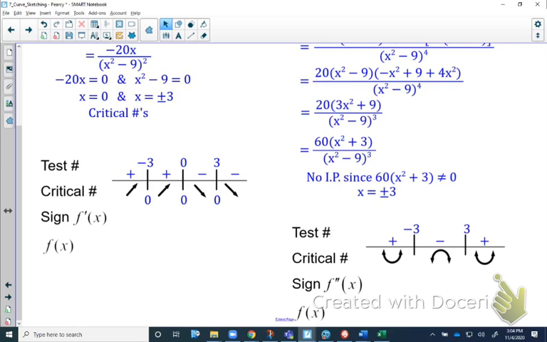So I'm going to do another candidates test, and I have to pick something to the left of the -3, something in between the positive and negative 3, and something to the right of the positive 3. Now remember, all those numbers that we're picking for the candidates test go into the expression for our second derivative, the 60 times x squared plus 3 over the x squared minus 9 quantity cubed. That's our second derivative.